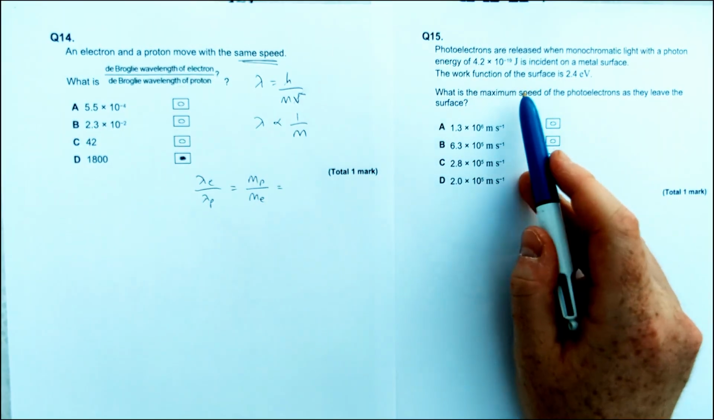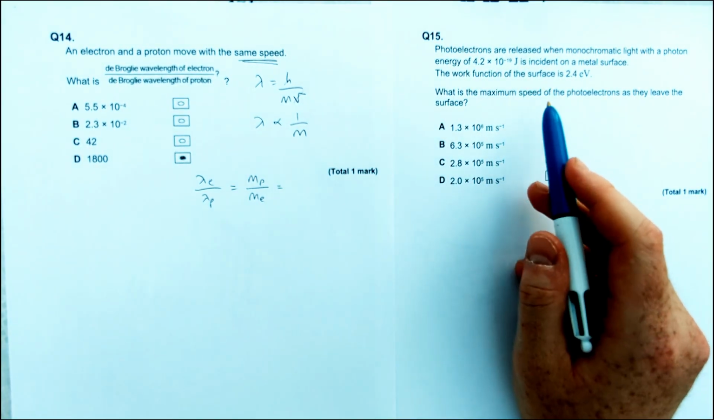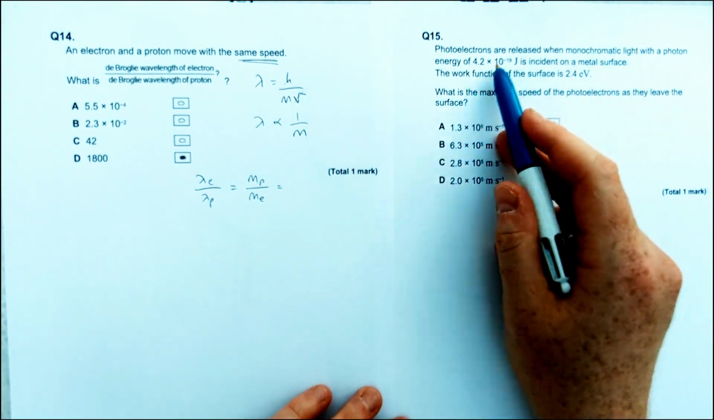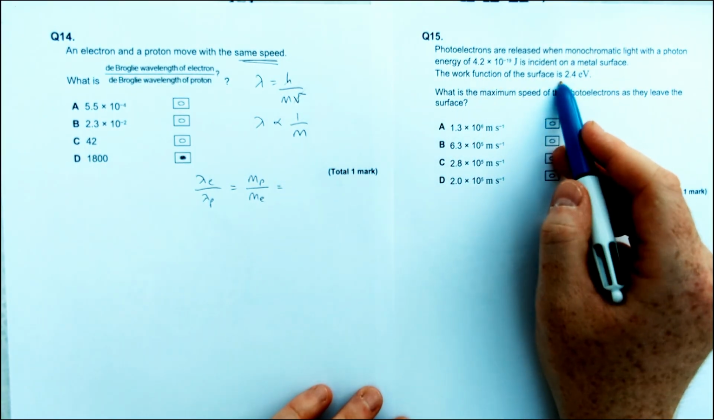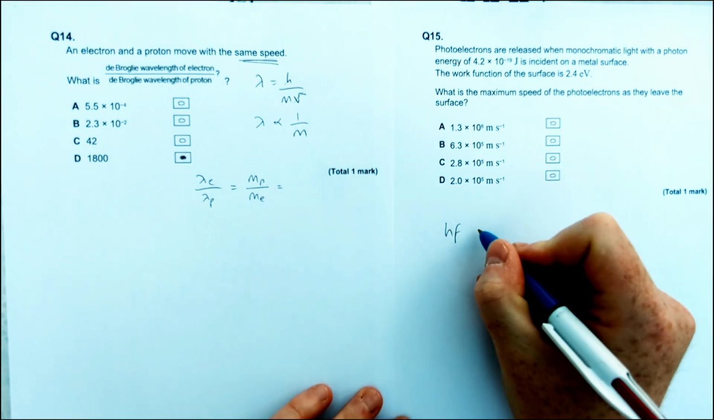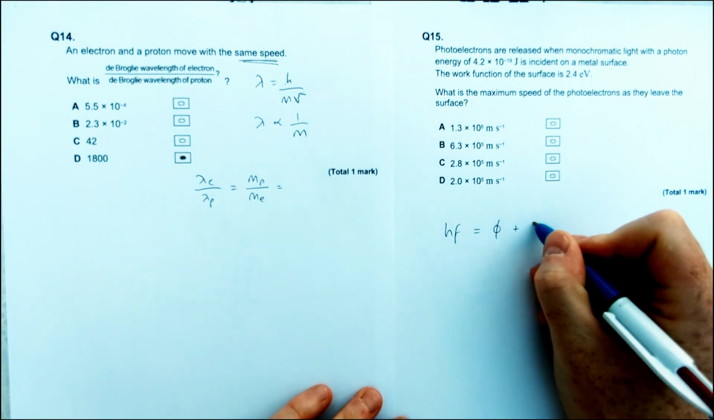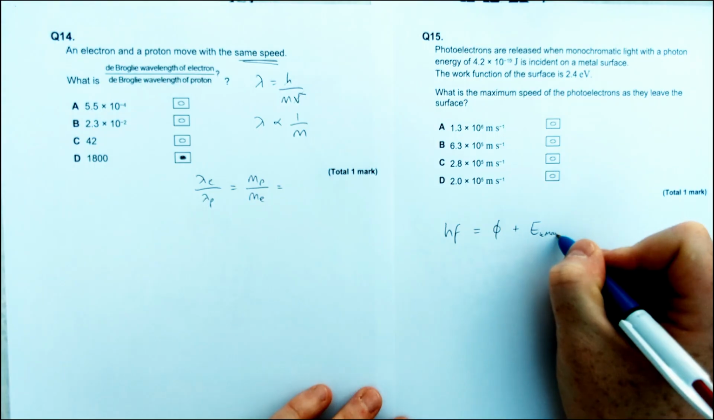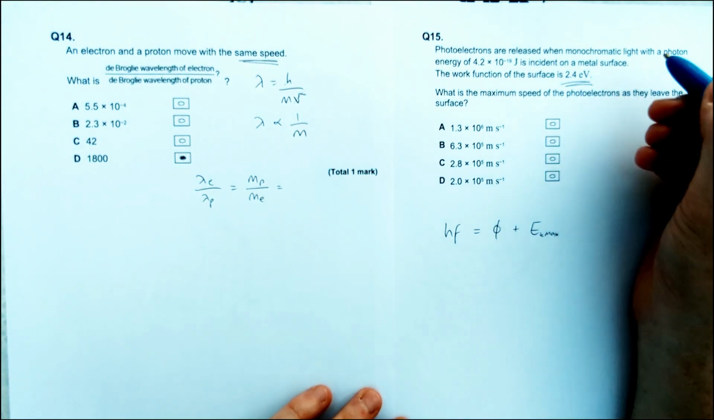Next question we've got is all about work function and the photoelectric effect. So monochromatic light with energy of this is incident on a metal surface. The work function is 2.4 electron volts. What's the maximum speed? So we can use the photoelectric effect equation, and we are going to have to make sure to convert this in electron volts into joules to be able to use it.